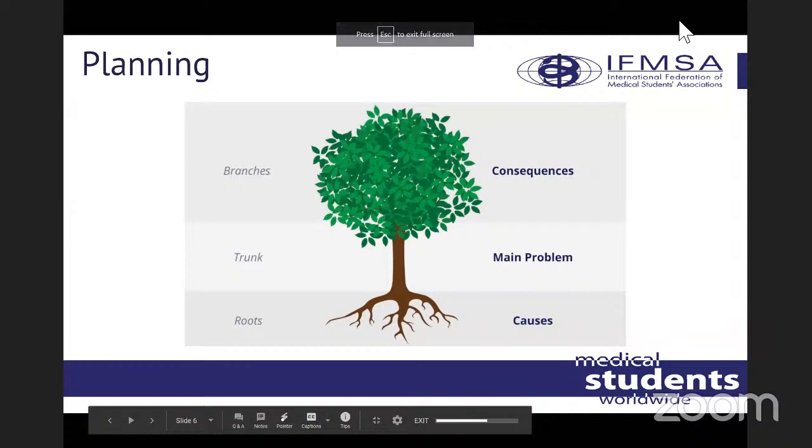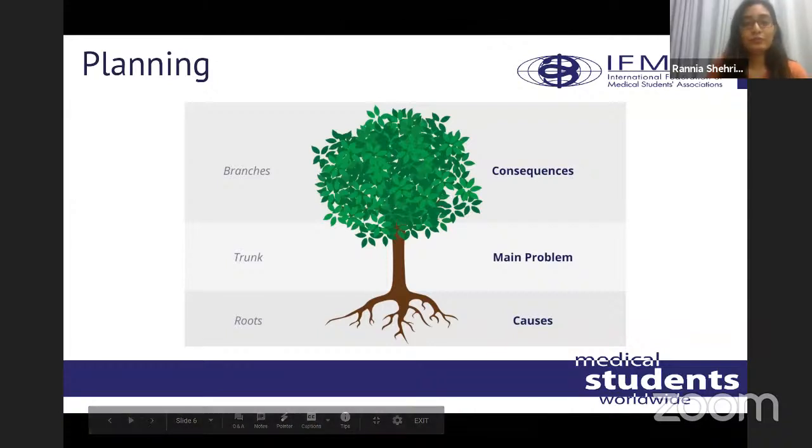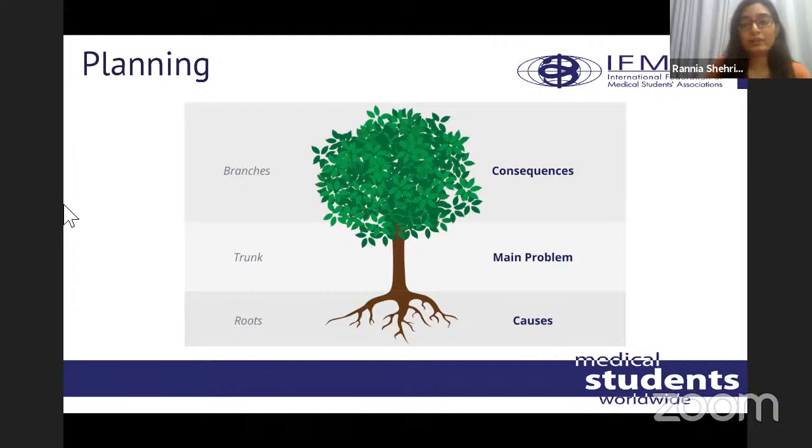Yes, great. Okay, so the previous speakers have already focused on the different parts of the activity cycle, and I would just like to sum it up. Whenever we're going to have an activity, the first thing is to determine the problem. And to do that, we can use the problem tree.